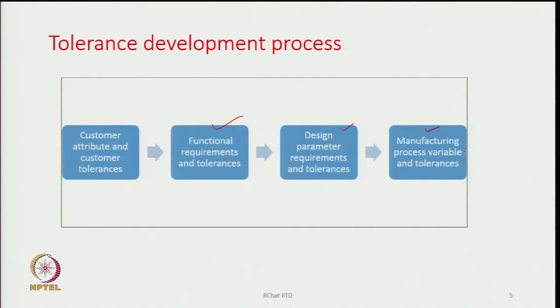So, there also we need to know what those manufacturing process variables are and how much tolerance we should have, so that the process does not go out of control and keep producing something which is not going to meet the requirement of the customer.